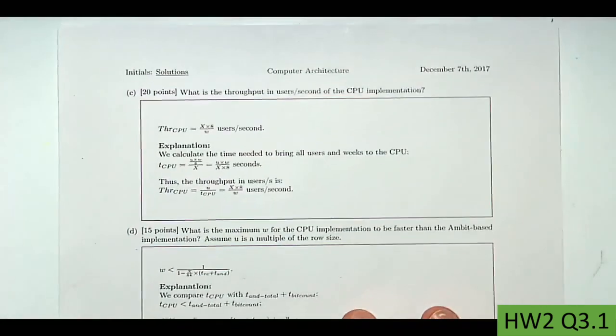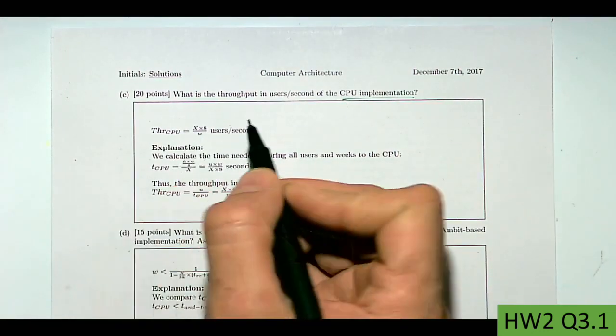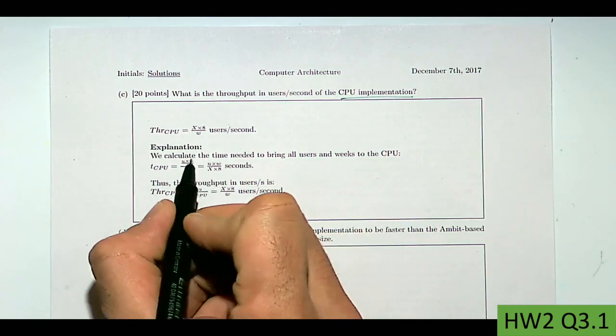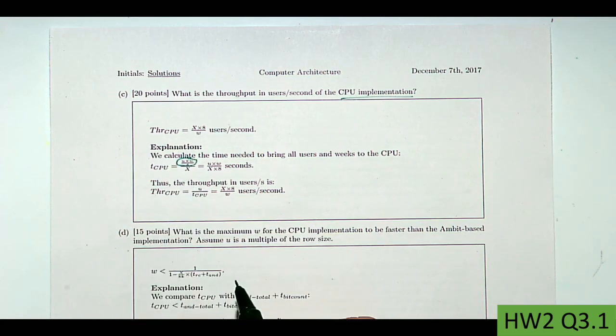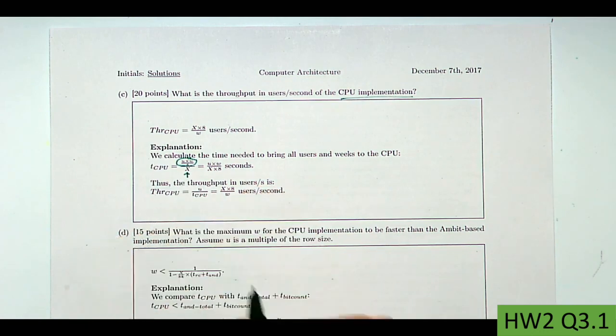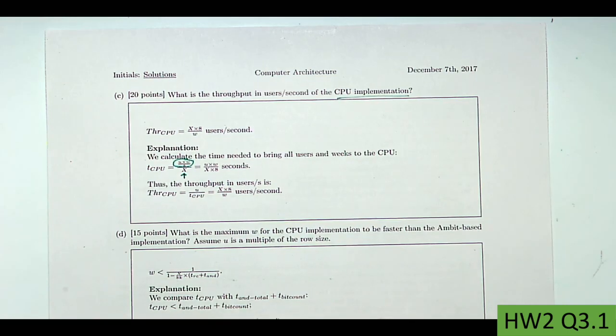For the CPU-based implementation, the computation is even simpler. Why is that? Because we only need to think about the amount of information that we need to move, all these bits, divided by 8 because it's the number of bytes, divided by the total bandwidth, which is X bytes per second, or gigabytes per second, or whatever.